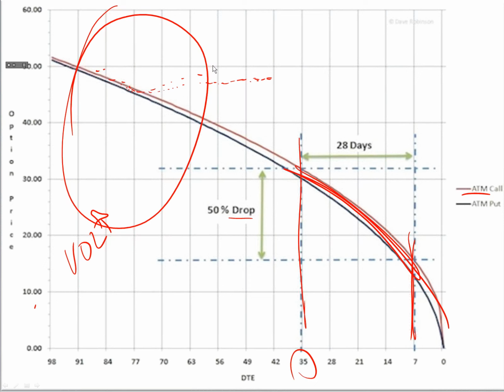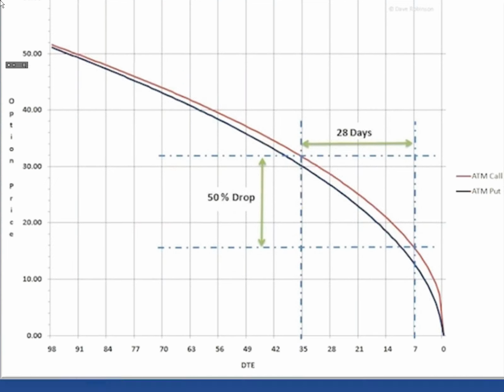We could be directionally wrong. As a matter of fact, if you guys watched the BABA trade that I did for last week's webinar, you saw I was directionally wrong, but was able to make money on that trade because of volatility and how it was affecting those premiums.